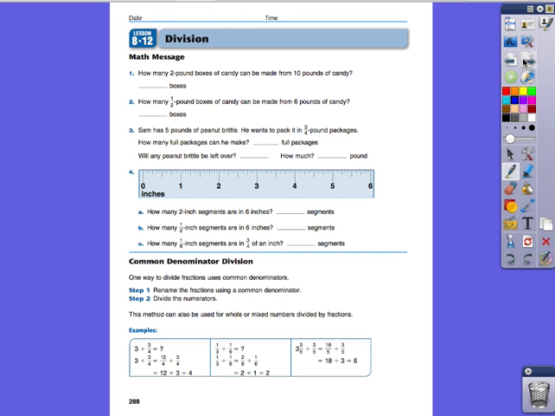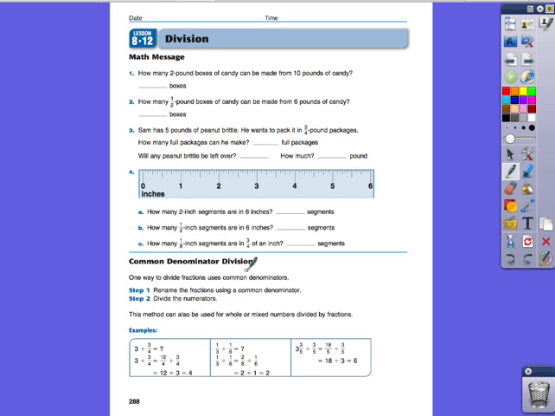All right, taking a look at your math message. How many 2-pound boxes of candy can be made from 10 pounds of candy? This is a division problem, and so you're going to have to divide. And hopefully by the end of this lesson, you can go back to this math message and you'll be able to answer it.